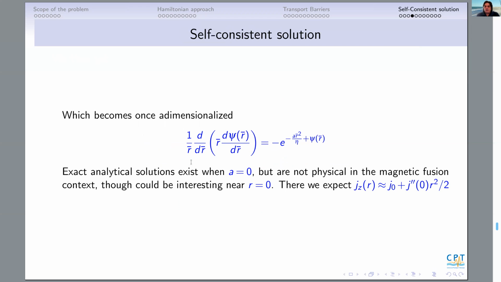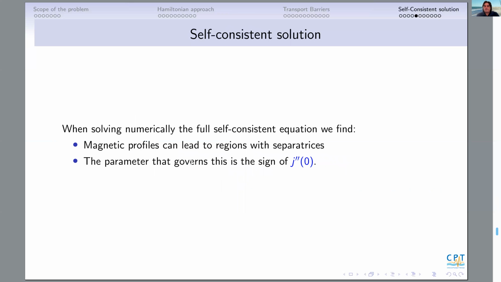We can nondimensionalize the problem, and we find that an exact analytical solution exists when A equals 0, but these are not physical. At least they don't correspond to solutions that make sense in a magnetic fusion context. But maybe it could be interesting near r equals 0. Near the center of the plasma, we can expect J0 to be an important parameter. In fact, when A is not 0, we have to resort to a numerical simulation to solve the problem.